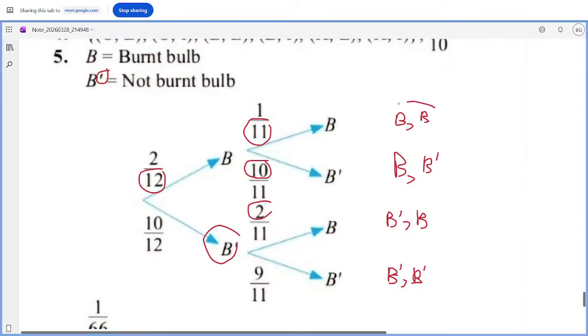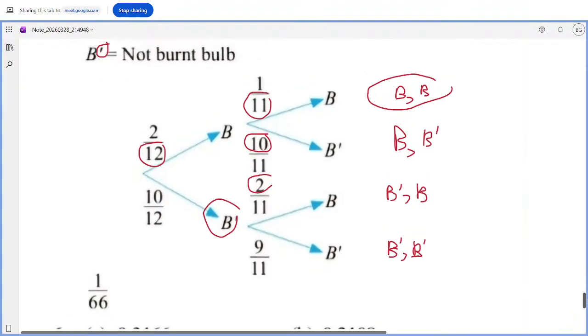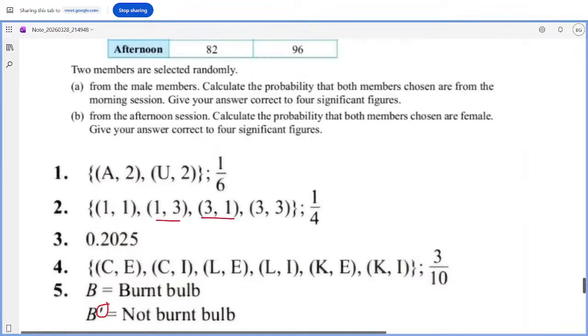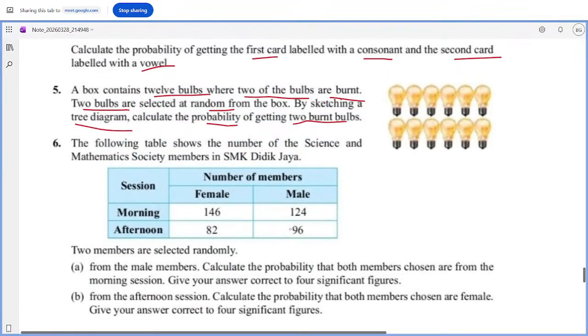So first case, multiply. 2 over 12 multiplied with 1 over 11. If you simplify, you should get 1 over 66. Let me check. 2 over 12 times 1 over 11. Yeah, okay, the answer is 1 over 66. Just multiply these two. Can, guys? Question 5. Clear?